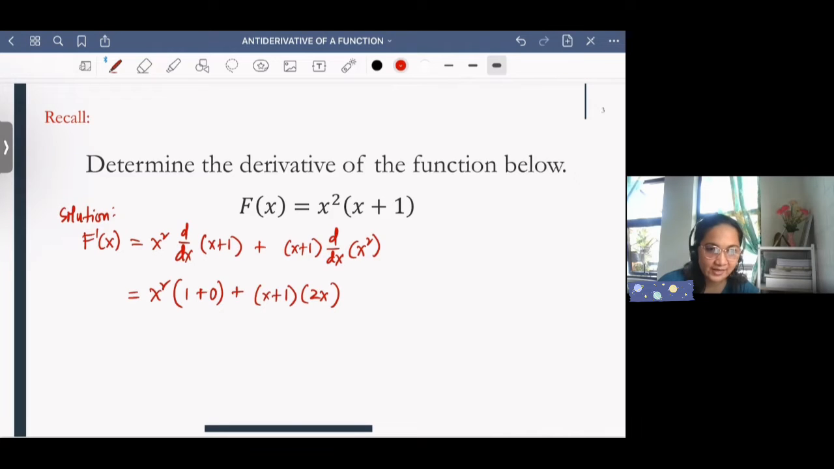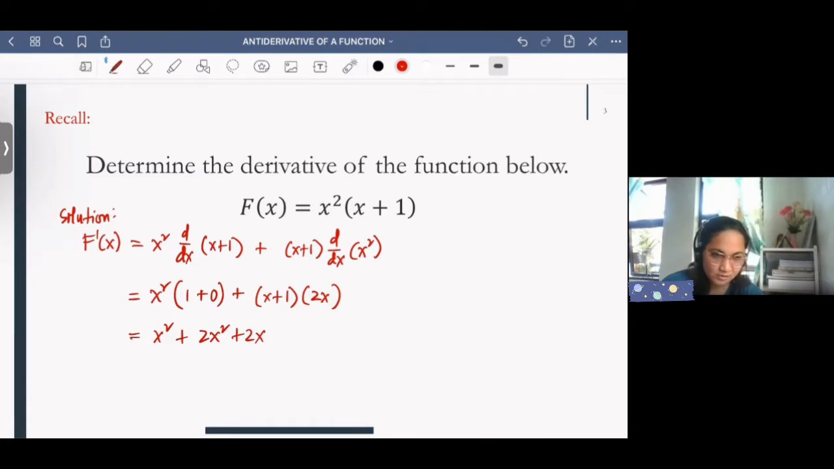Now let's simplify these expressions. We have x squared times 1 is equal to x squared. So we'll have x squared plus, we'll multiply 2x by x and then 2x by 1, which is equal to 2x squared plus 2x. And x squared plus 2x squared is equal to 3x squared plus 2x. So f prime of x is equal to 3x squared plus 2x.